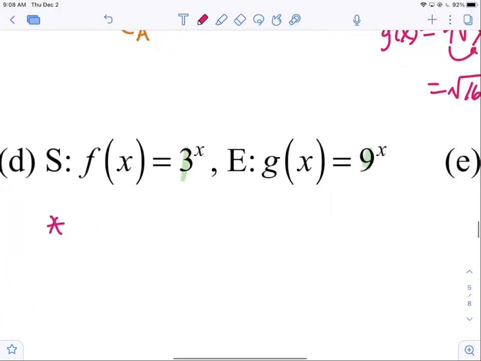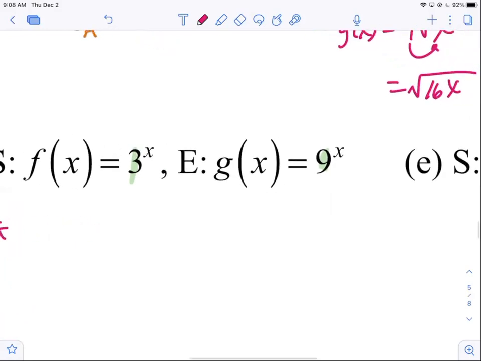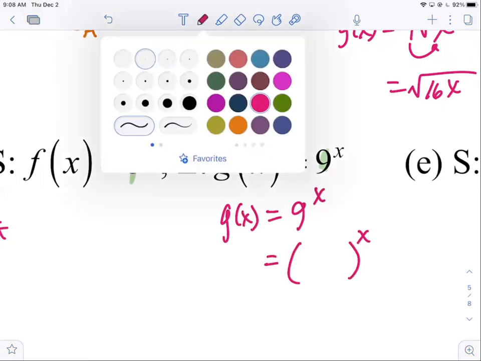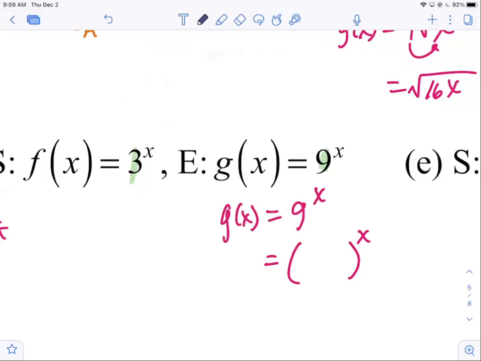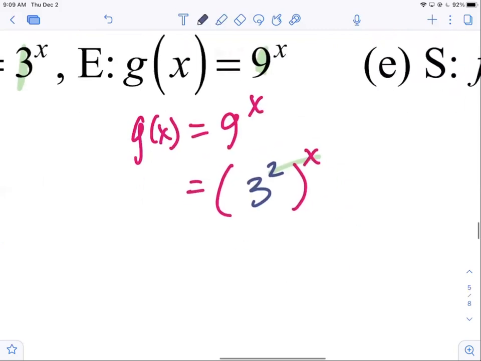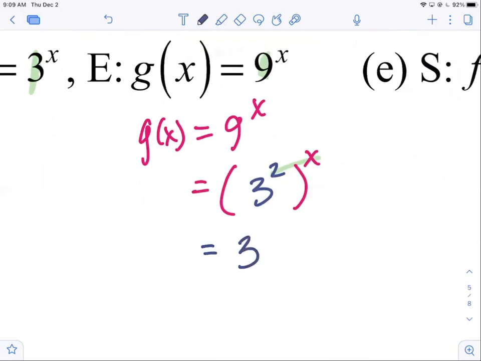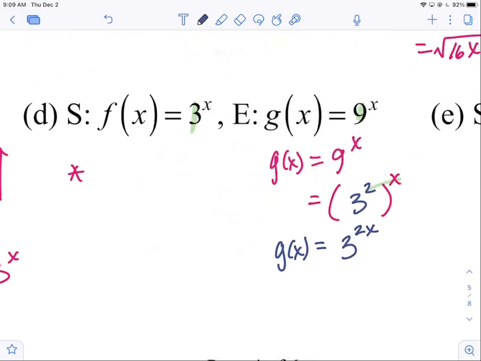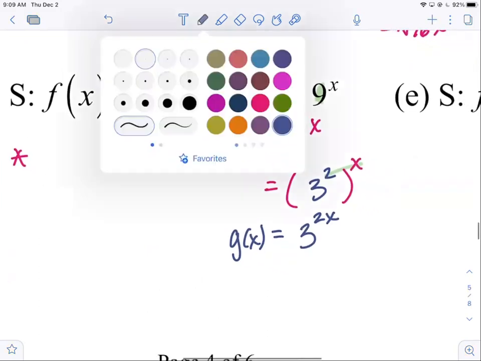So my first goal here to get the first transformation is try to write 9 to the x as 3 to the x to the something. So that's what we're going to do. We got 9 to the x. Well, I know that I can rewrite 9 as a power of 3, right? What is it? 3 squared. Yeah, there you go, 3 squared. And now I know that when I raise a power to a power, I do what with the exponents? Multiply. Good. So I get 3 to the 2x. That's another name for g of x, but now it's in terms of f of x, right? So now I can get my first transformation.